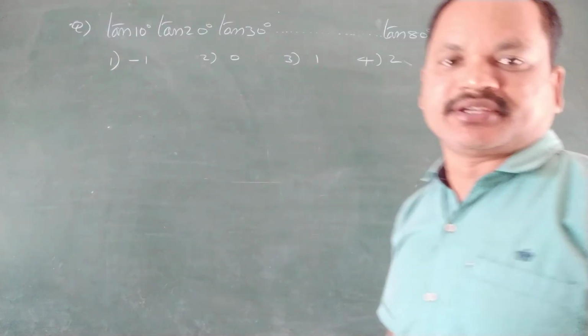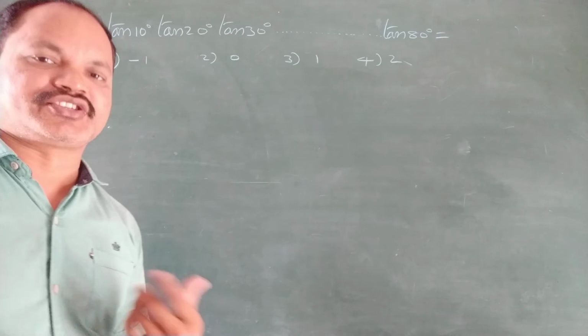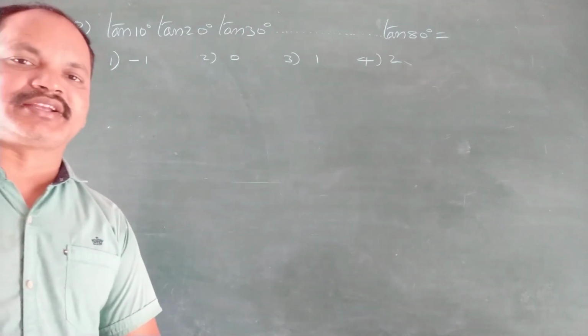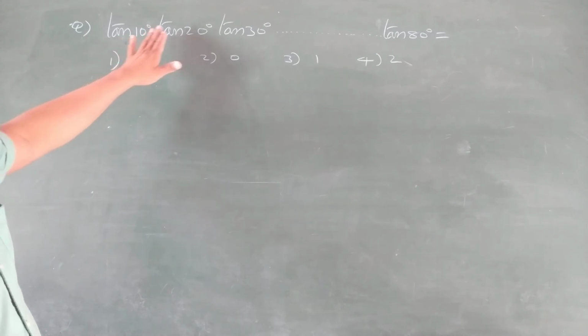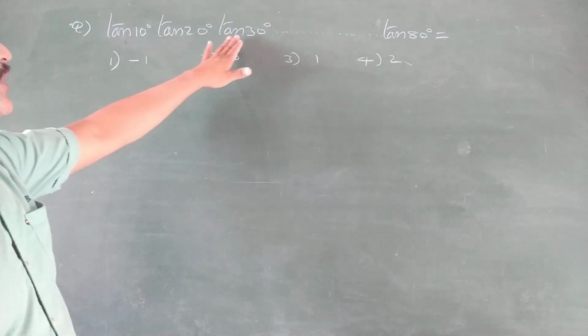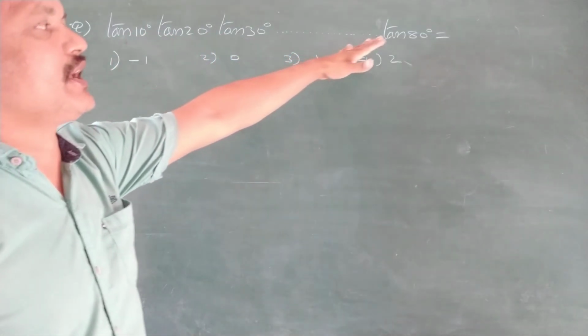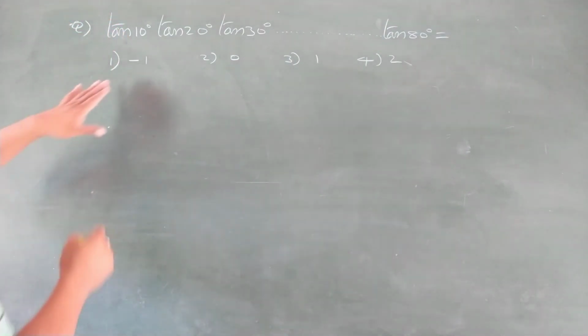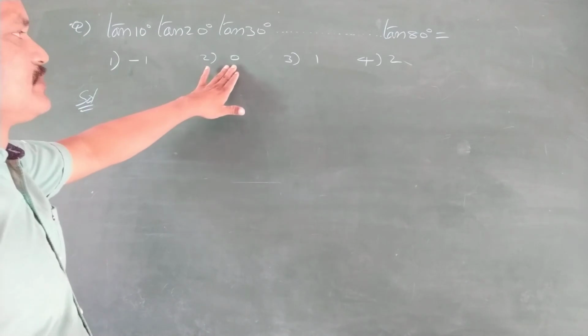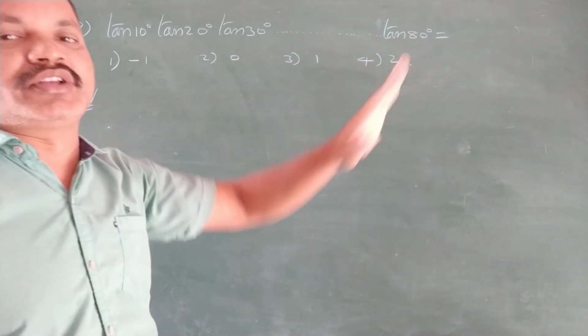Now another question that depends upon the same concept of complementary angles. The question is: the value of tan 10 into tan 20 into tan 30 into so on, tan 80 is equal to. Now the solution for this one. Options: first option -1, second option 0, third option 1 and fourth option 2.